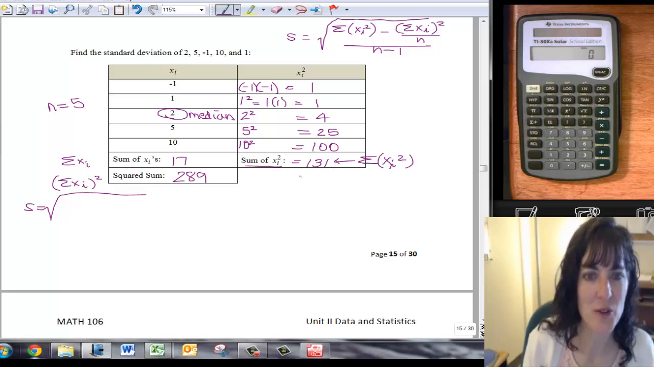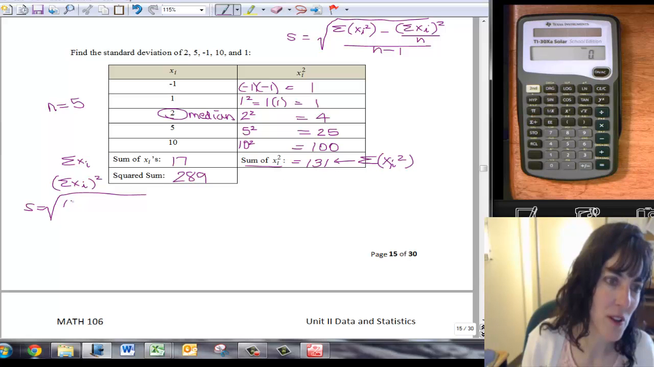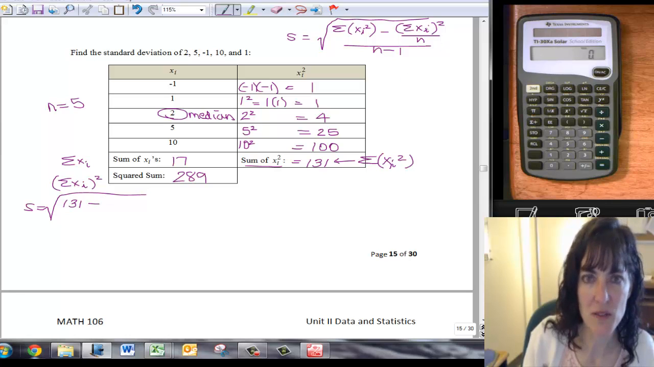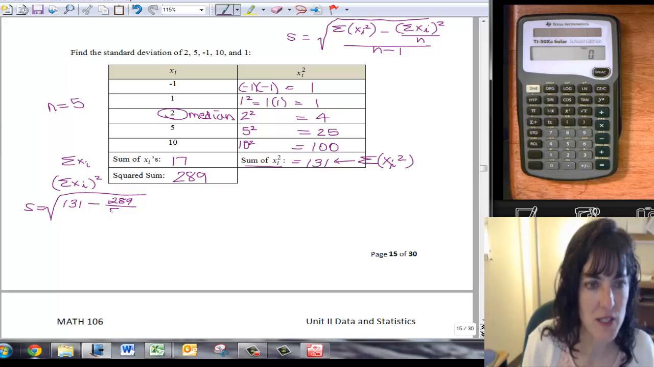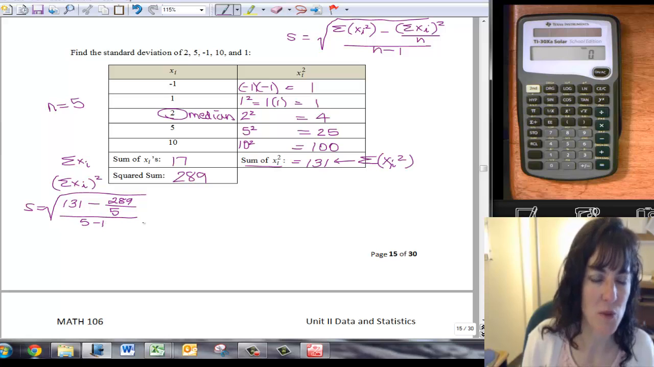So that's this one, the 131. So we take the 131 minus, and now I want the summation of the x sub i's, squared later. So that's going to be the 289. So I have the 289 over n. Remember, we counted up. We had 5 data points, so 5 is the n, all over 5 minus 1.